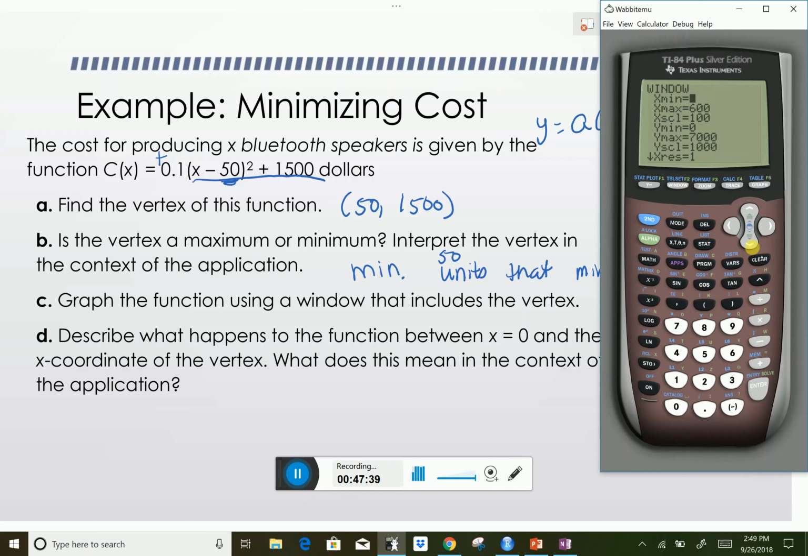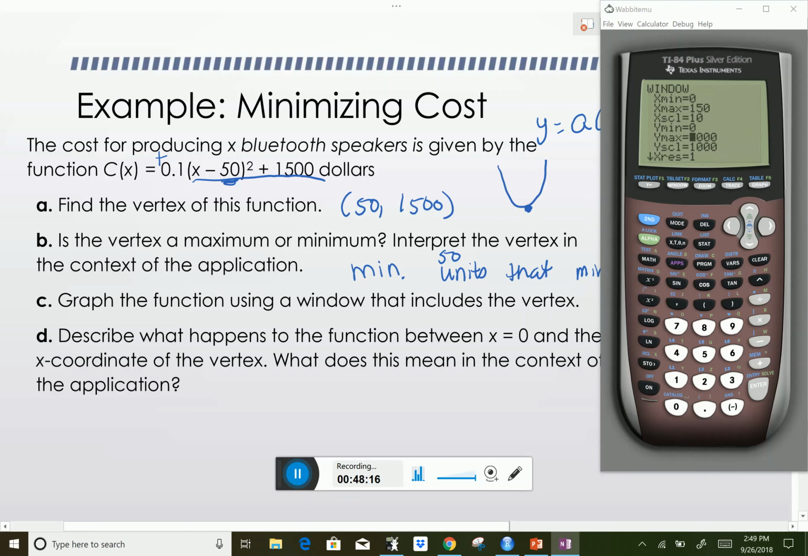I'm going to make sure that I cover the vertex, but I also like to cover a little farther than that. I want to cover at least twice what the vertex is. So let's go 150, and I'm going to make my x scale 10. That'll make it good. My y min, well, I can't sell less than 0, so I don't really need that. I need to go at least 1,500, because remember, this is a happy graph. So the 1,500 is going to be the smallest it's going to be.